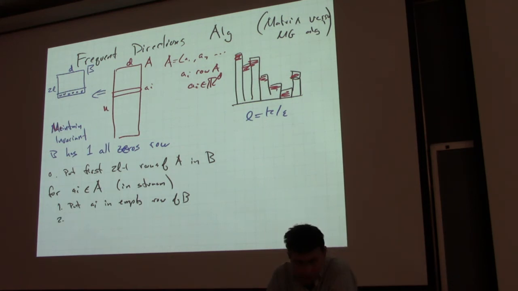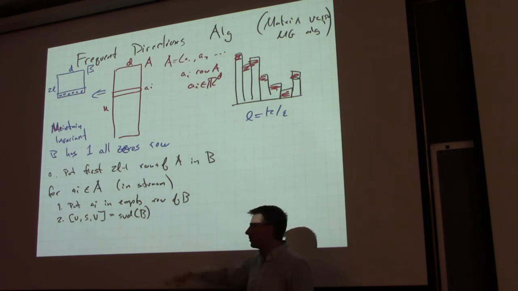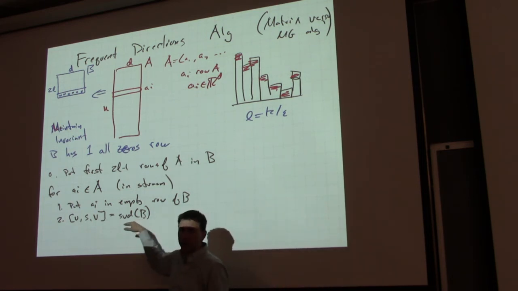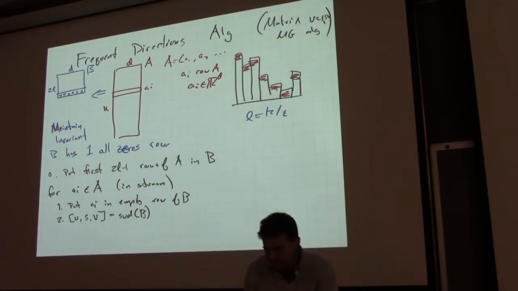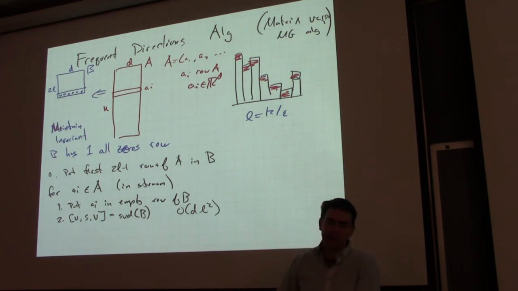I'm going to take the SVD of B, U, S, V transpose. I wanted to avoid taking the SVD of A, so I'm taking it of B. B is much smaller, so this is going to be done in O of d times L squared time. So this I can do much faster now, it turns out.